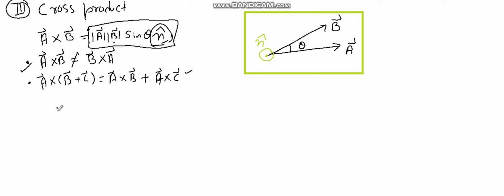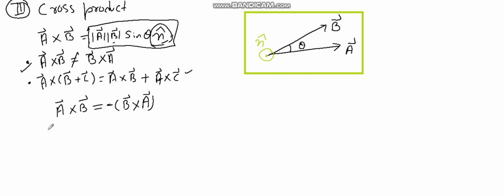This is not the property. So the first thing is that A cross B is not equal to B cross A. So how are they related? Well, A cross B is equal to minus B cross A. So exchanging the position of A and B will change the sign to minus. Okay, so what does that mean?